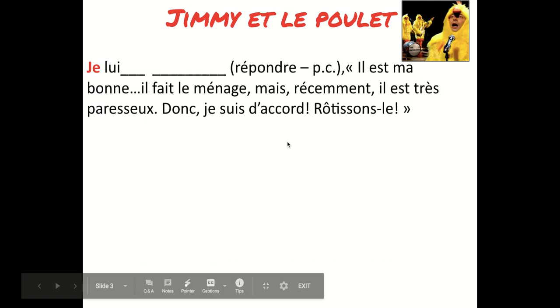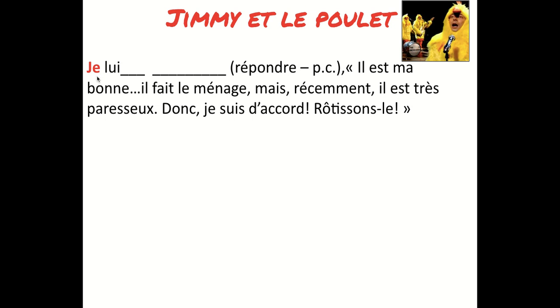Ok. Phrase suivante. Vous conjuguez le verbe répondre au passé composé avec le sujet je. Ok. Alors, verbe auxiliaire, j'ai. Voilà. Participe passé, on coupe le RE. Et puis, c'est un verbe RE, alors on ajoute la lettre U. Réponse, je lui ai répondu, il est ma bonne, il fait le ménage, mais récemment, il est très paresseux. Donc, je suis d'accord, rôtissons-le.